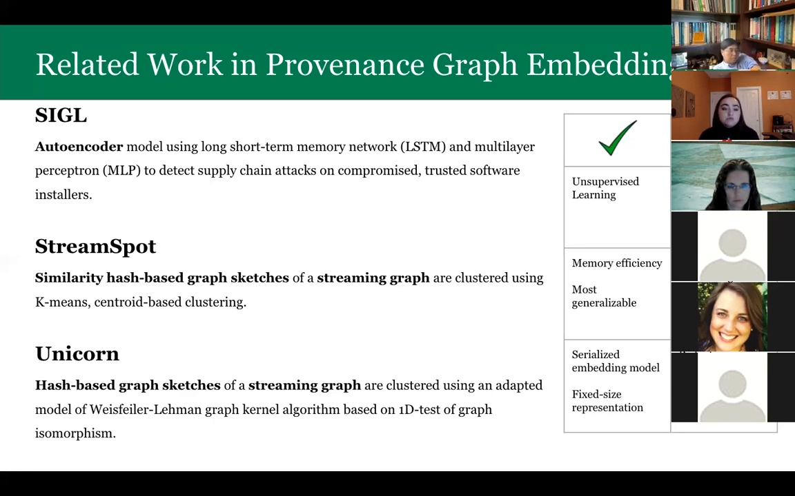dependencies. The Unicorn model instead used a serialized embedding model, but this ended up creating some over-summarization in their hash-based graph sketches. In addition, their use of the Weisfeiler-Lehman graph kernel algorithm does have some processing limits. So our model actually is able to be more computationally efficient while still having similar results in classification.